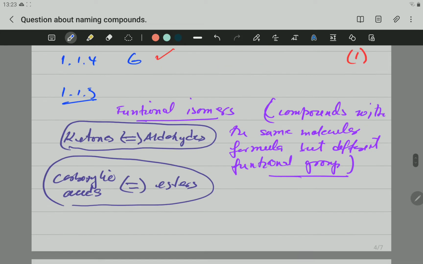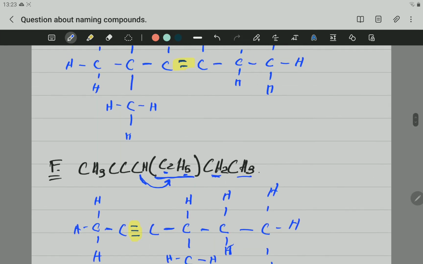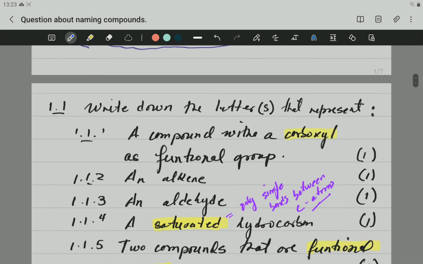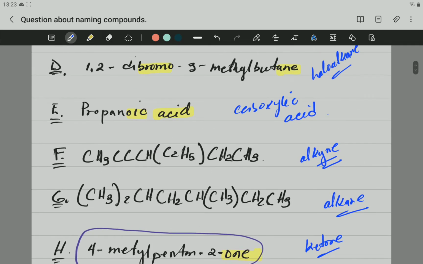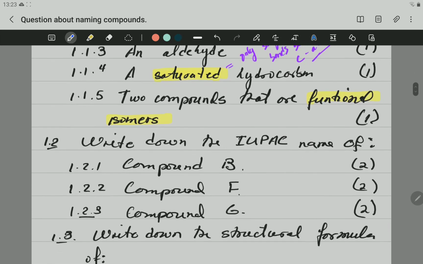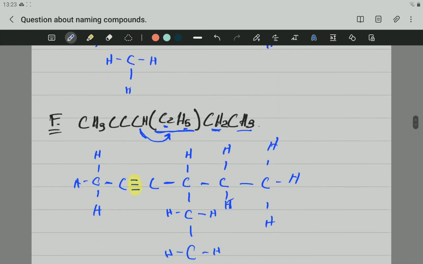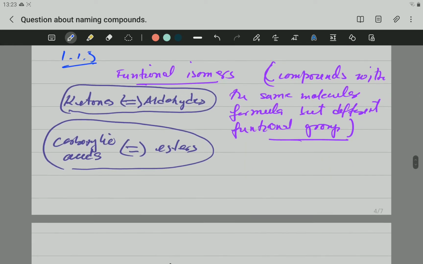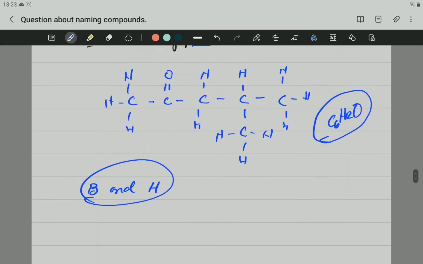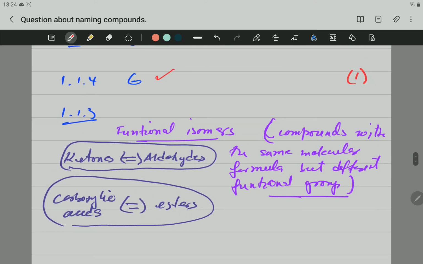Okay, but before we carry on, let's look if there is any other possibility, any other combination. Now that we don't have more ketones, the other possibility is carboxylic acids and esters. We do have a carboxylic acid here, but we don't have an ester. So the answer is then B and H. All right, that is the answer. If you do this question correctly, then you will get 1 mark. Yes, there's 1 mark for question 1.1.5.